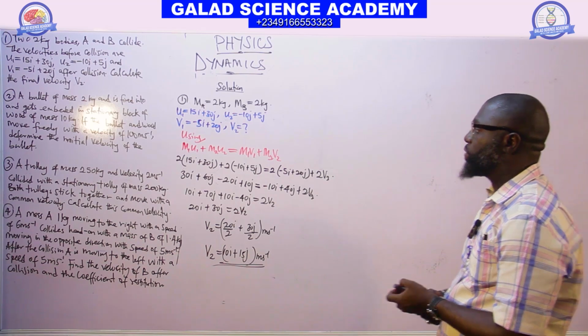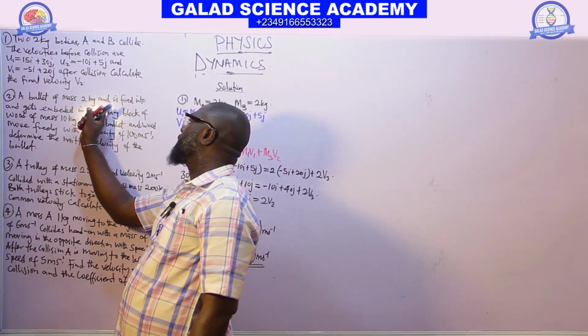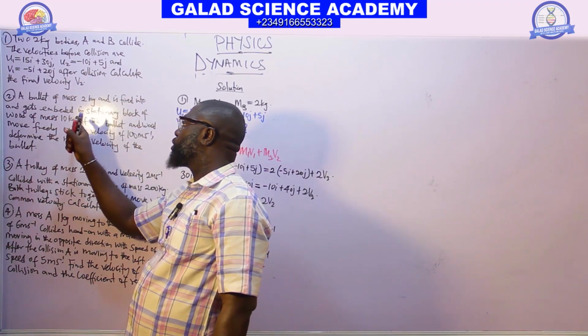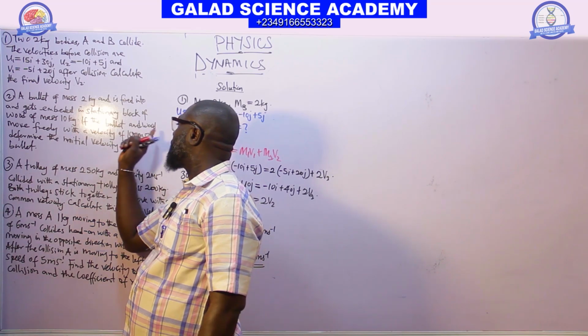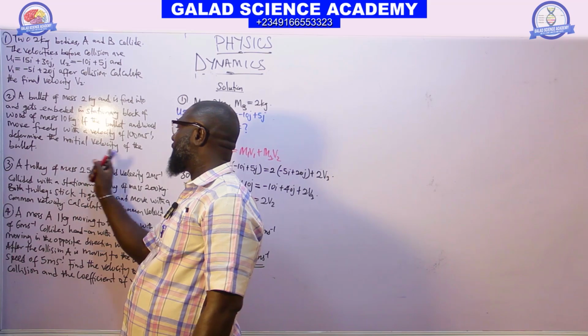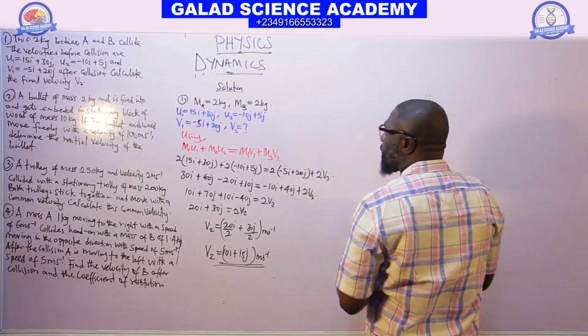Yeah, let's solve the second question. A bullet of mass 2 kg is fired and gets embedded in a stationary block of wood of 10 kg. If the bullet and the wood move freely, determine the initial velocity of the bullet. Good. So look at that question.